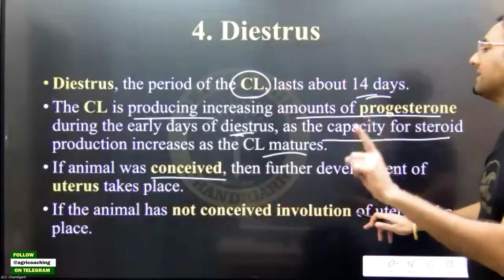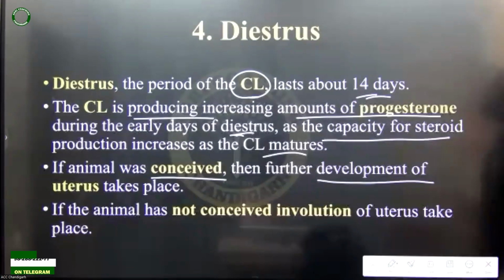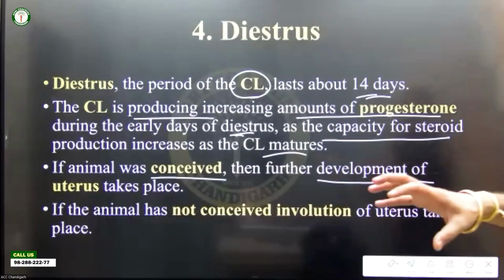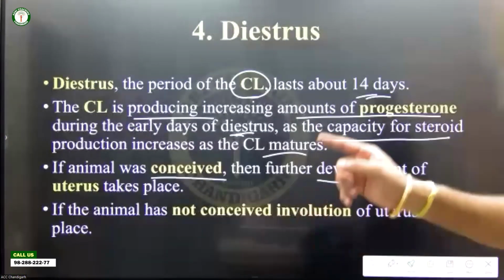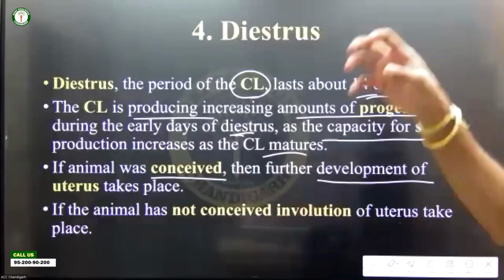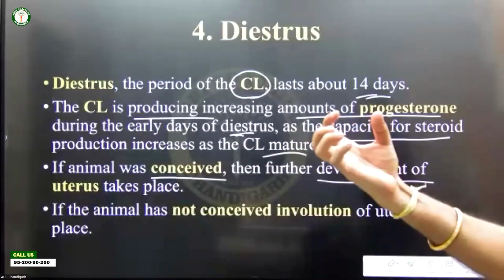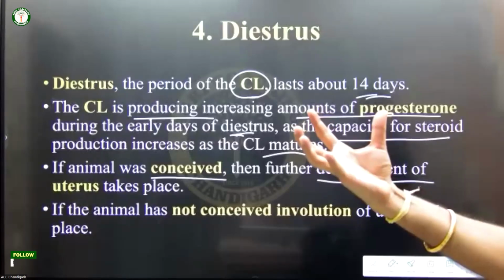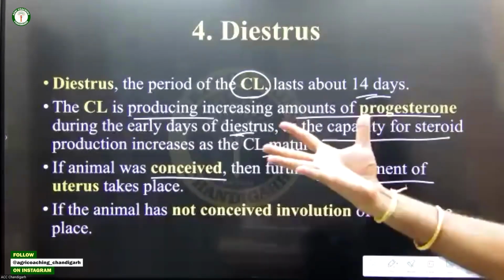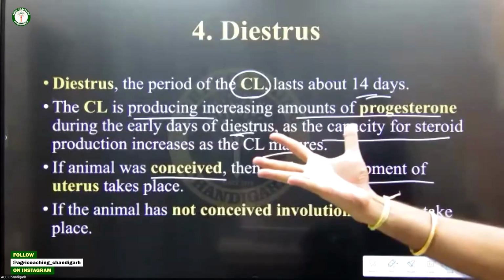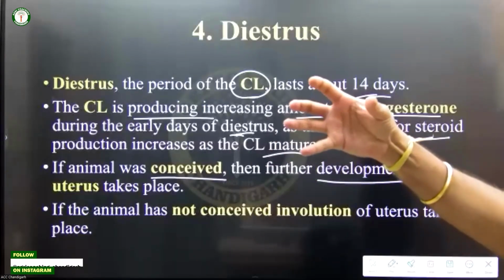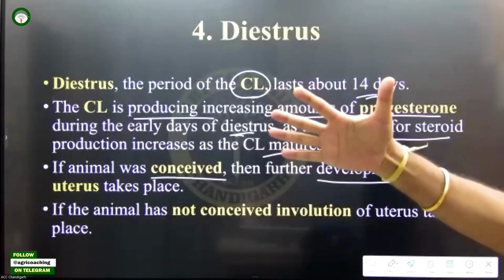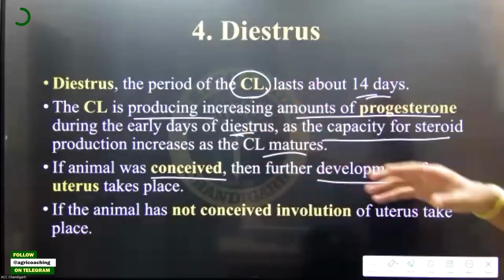If the animal was conceived, then further development of the uterus will take place, because now the CL will produce progesterone, and progesterone will make sure that the uterus size is increased. Why? Because now it's the time for embryo development. Now it's the time for calf development. So the calf will increase its size day by day. So it will prepare the uterus to increase its shape.